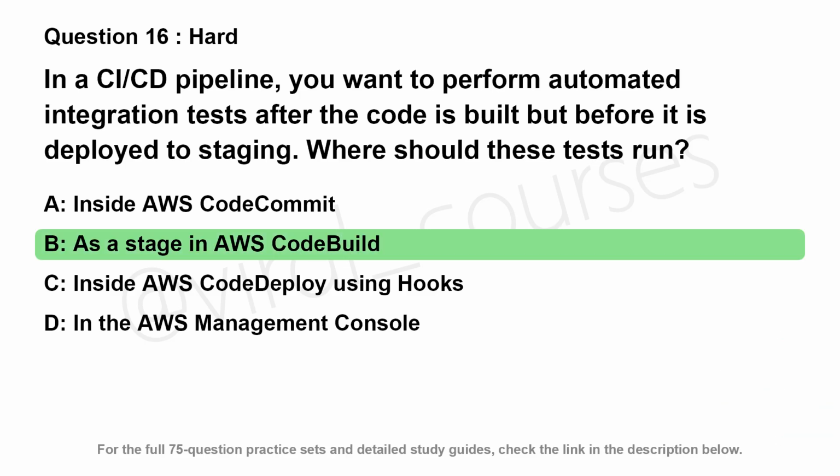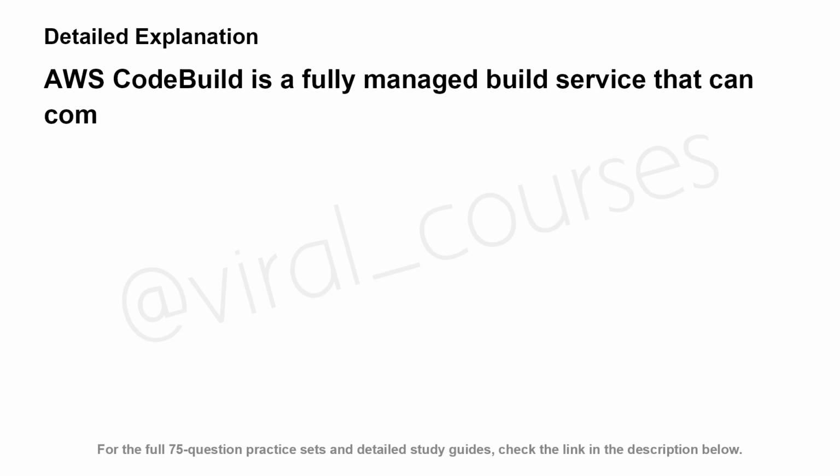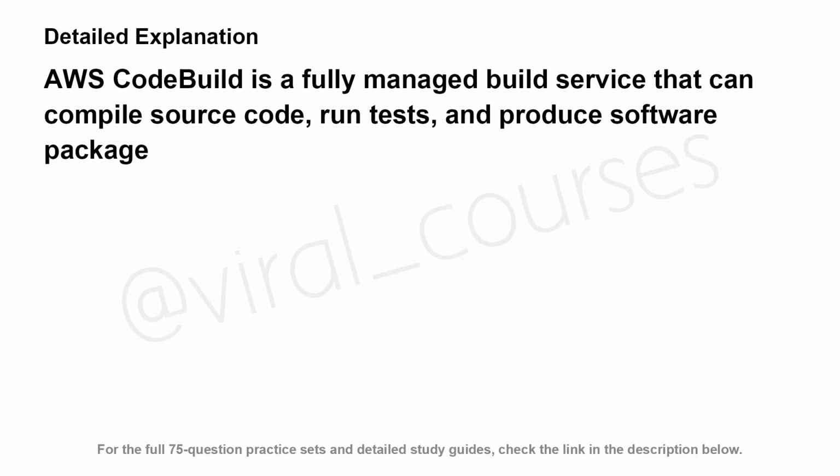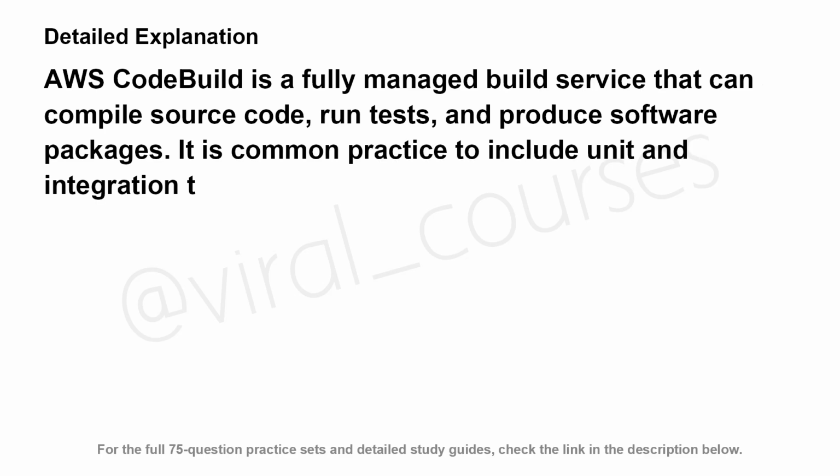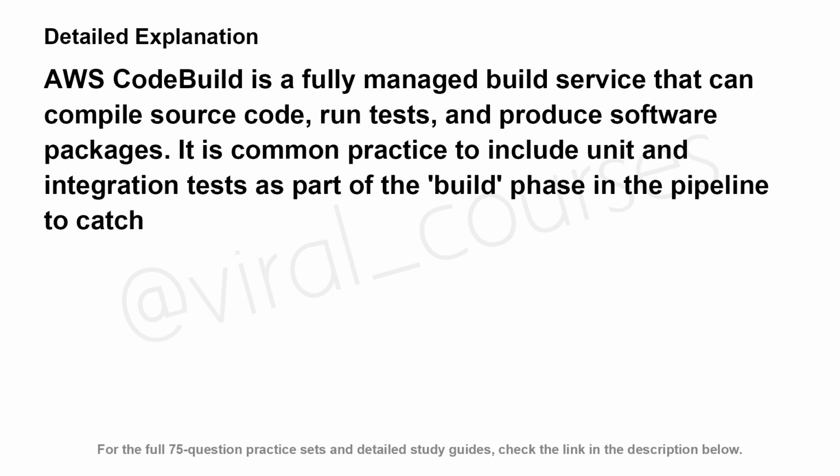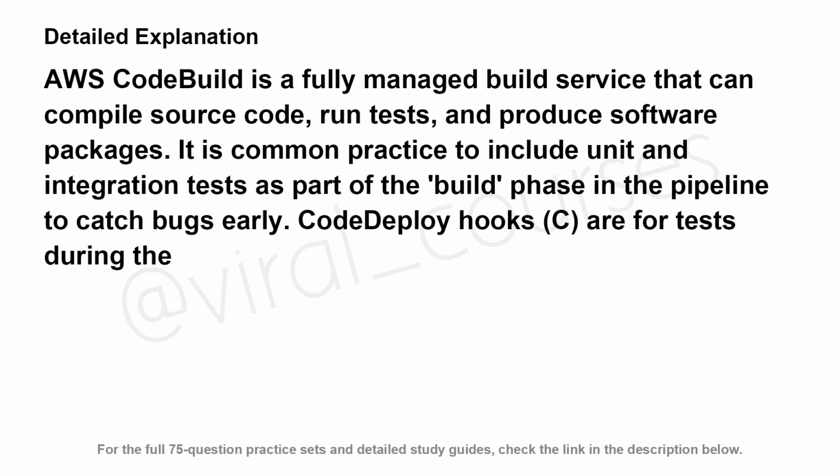The correct answer is B. AWS CodeBuild is a fully managed build service that can compile source code, run tests, and produce software packages. It is common practice to include unit and integration tests as part of the build phase in the pipeline to catch bugs early. CodeDeploy hooks, C, are for tests during the deployment process itself.